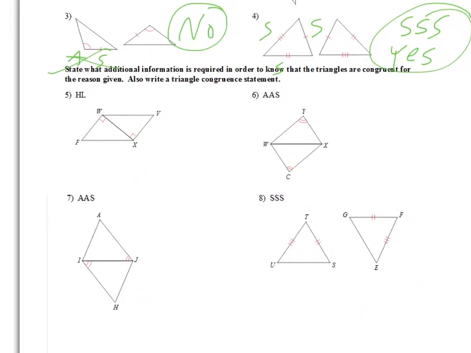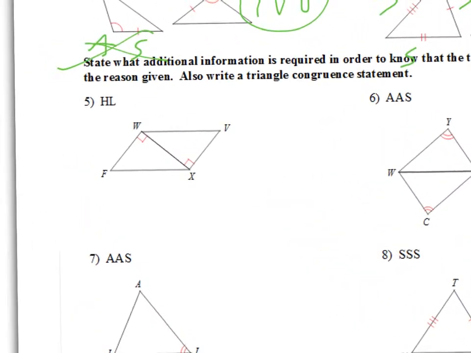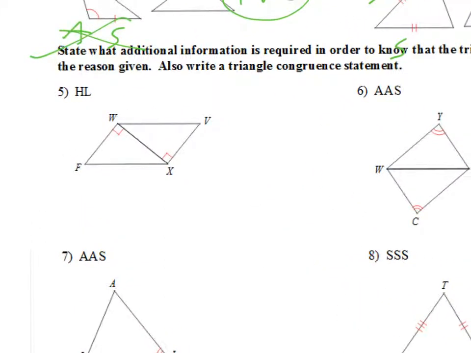Okay, 5, 6, 7, and 8 are very similar to the problems you'll see in your assignments on 16 through 20 or 30. So let's look at this. We're finding what additional information is required to know that the triangles are congruent using this. Then we're going to write a triangle congruent statement. So let's look at this.